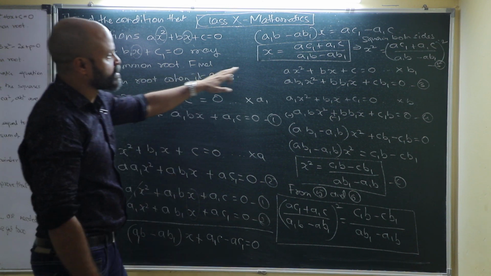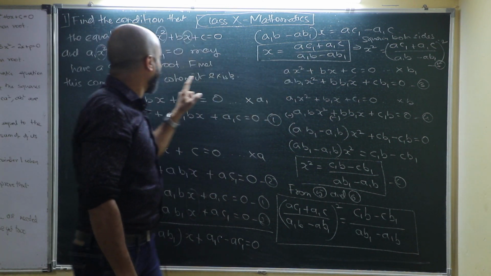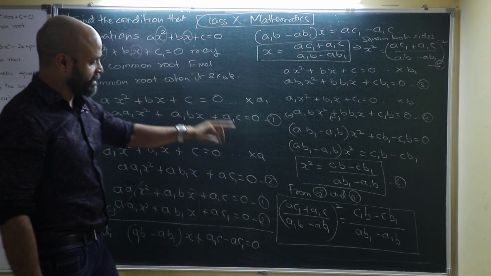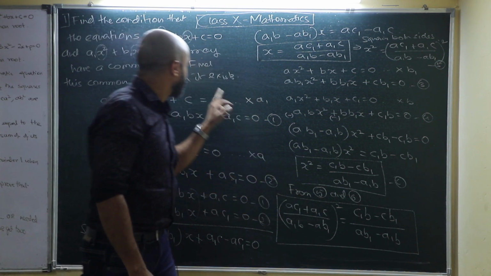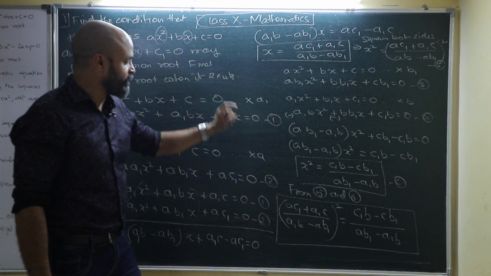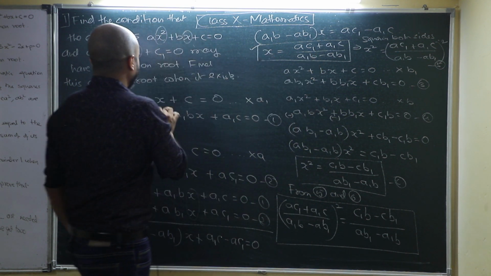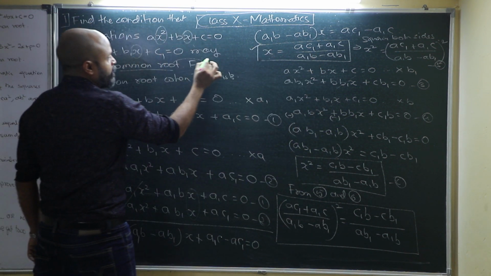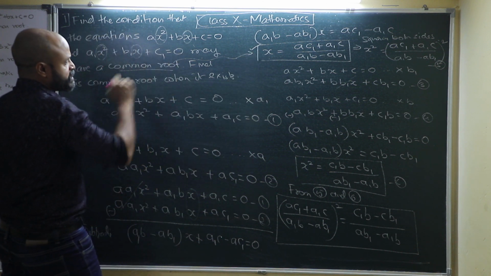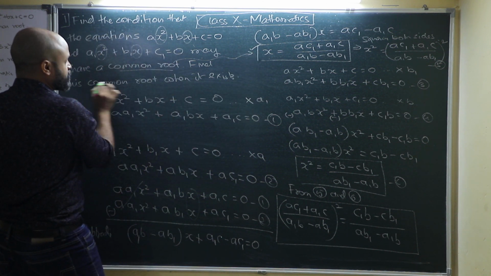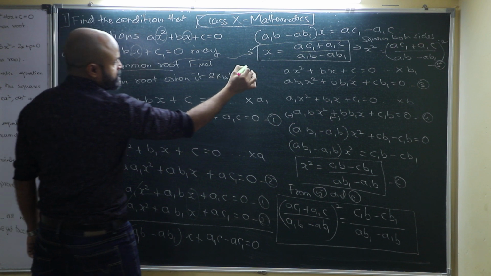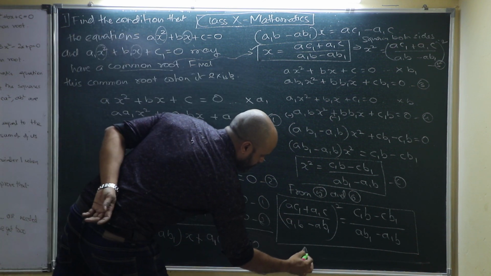What would be the common root? This would be the common root, that is (ac1 - a1c) upon (a1b - ab1), and if you have to find the value, then this will be the value of the common root when it exists. So this is the condition and this is the common root. If I have to correlate, the common root is x and this is its value. And what is the condition? The condition would be this one.